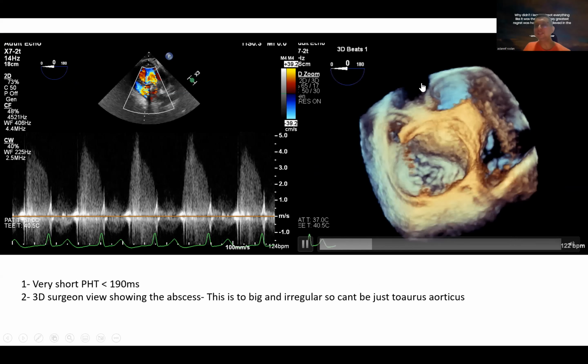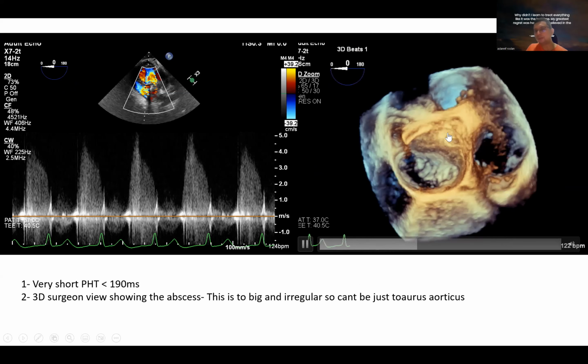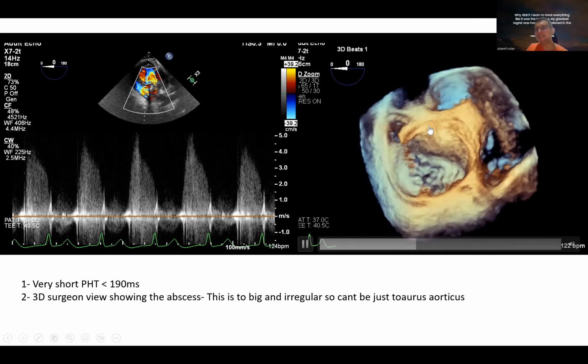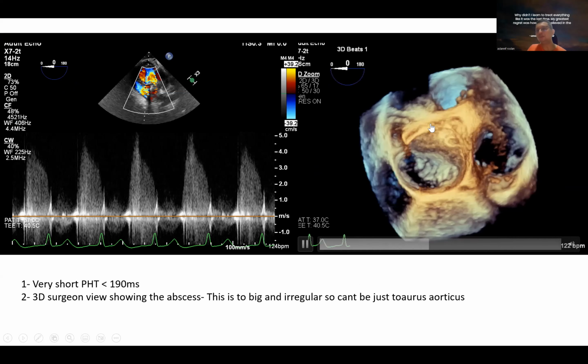In fact, when we do a 3D en face view, that's the mitral valve, that's the tricuspid valve. In front of that mitral valve is the aortic valve here somewhere. But the bulge here is actually the abscess because of our infected mechanical aortic valve.